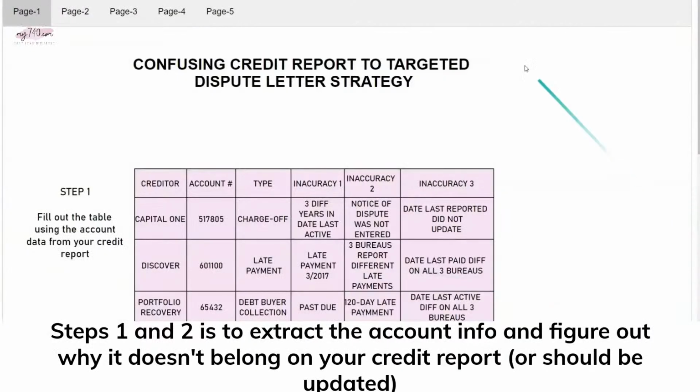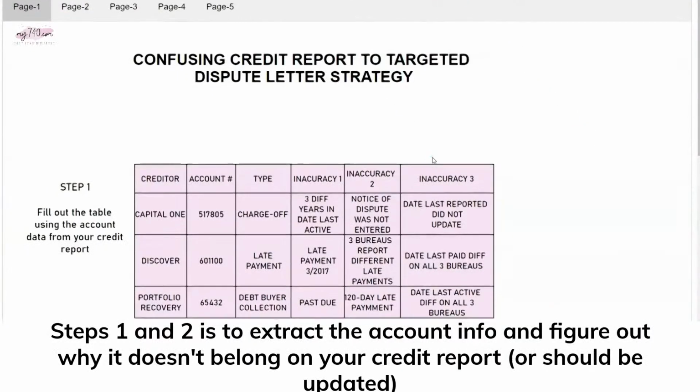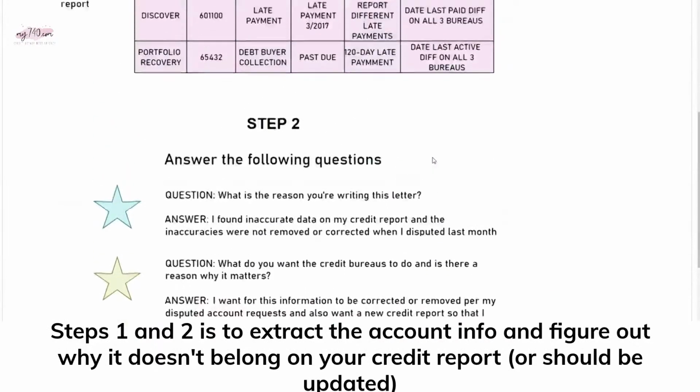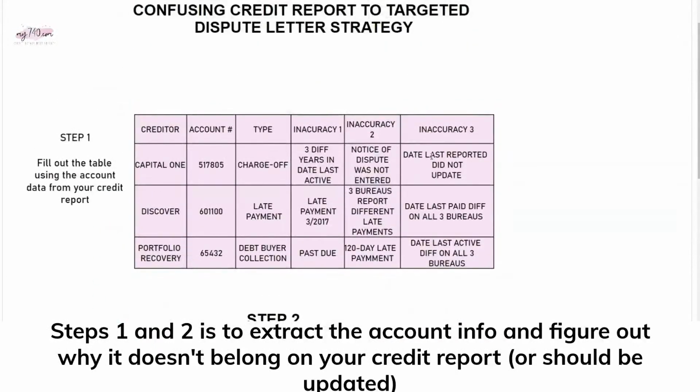Now, here are steps 1 and 2. We're going to extract the account info from the credit report and figure out, just like Sesame Street teaches us, what doesn't belong about it. Why does it not belong on the credit report? That is the question that you need to answer. And we're going to fill out this table very simply: creditor name, account number, type, and put 3 inaccuracies that you see on there, or even violations.